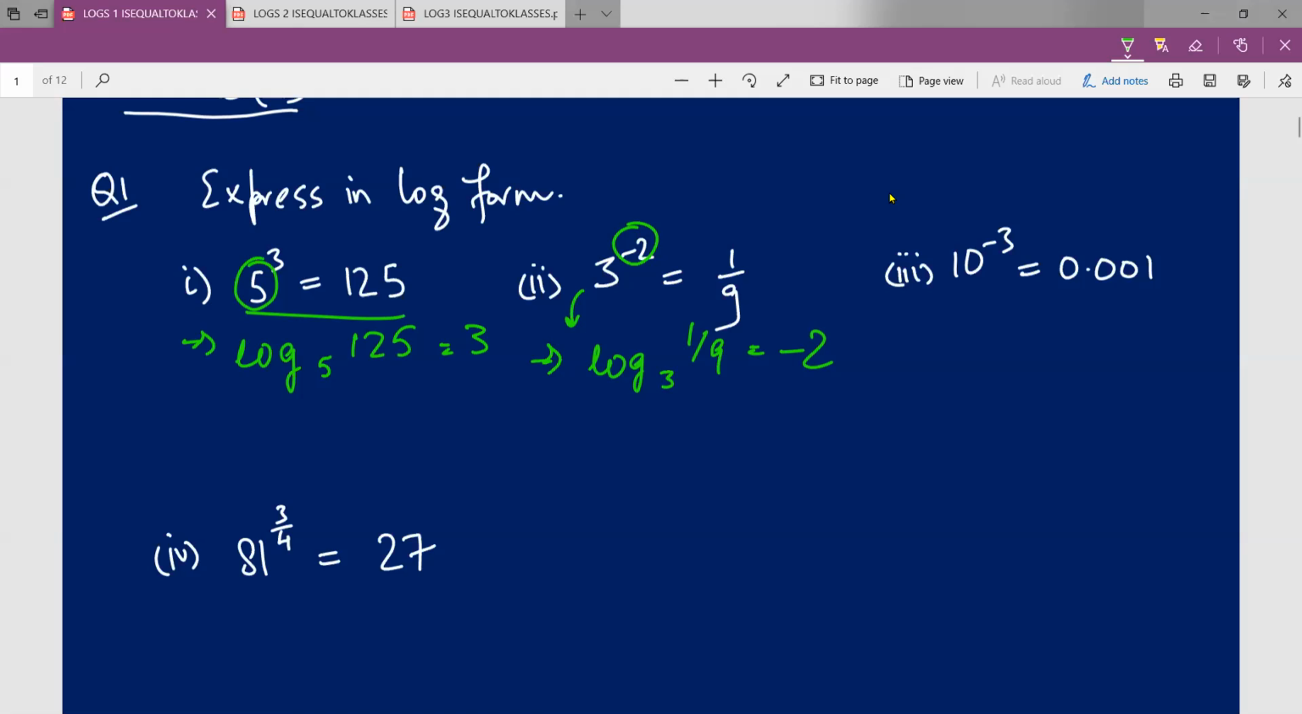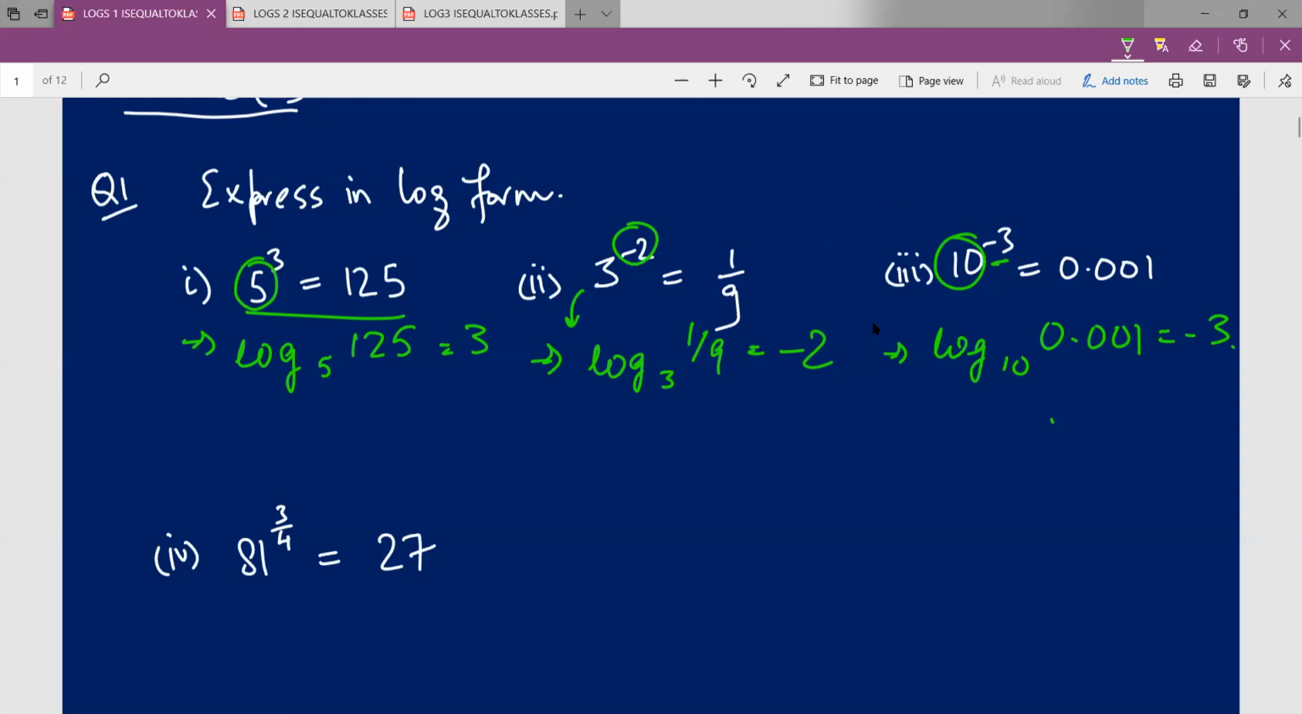Okay, it's that simple. Now moving on to the third subpart, I'll use the same method that I have used for subparts 1 and 2. Over here again, we have an exponential form. I have to convert this into log form. By converting into log form, I can write it as log of 0.001 to the base 10. The base 10 I can write in subscript form, is equal to minus 3, the exponential power.